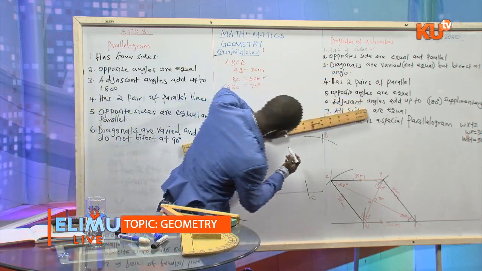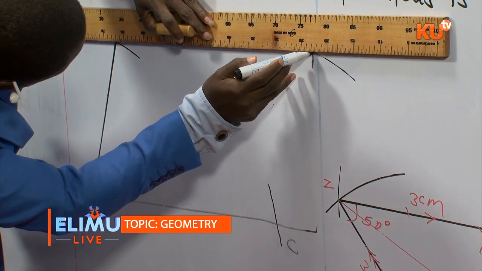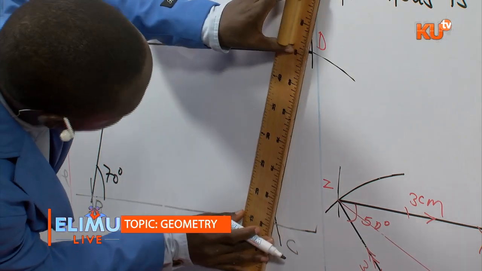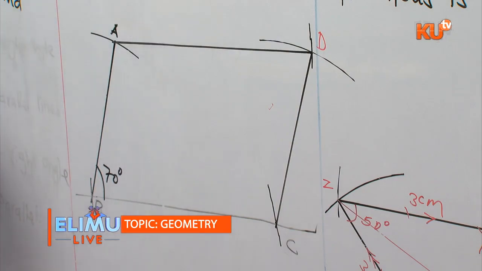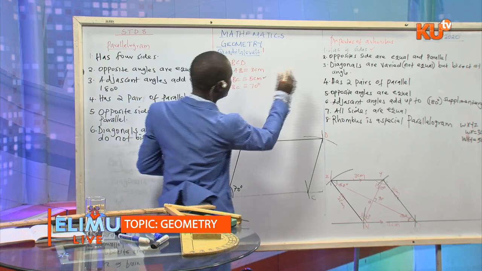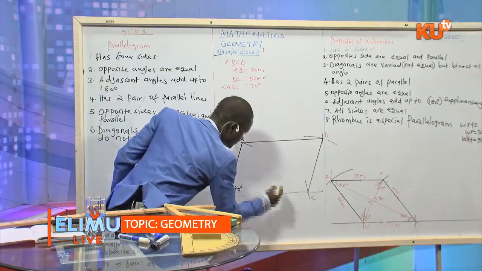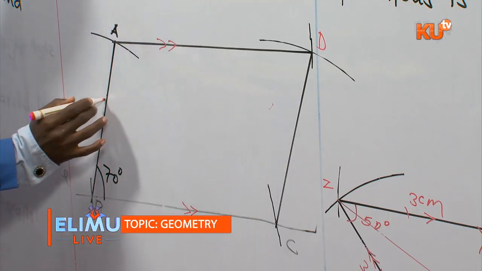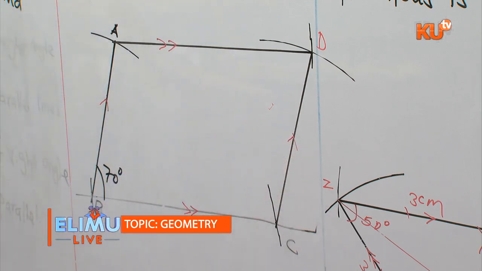Then now you can join line AD like that. Then also join line DC like that. After joining, we can start discussing the properties. You can see there are 4 sides. Line AD and line BC are parallel. Line AB and line DC are also parallel.